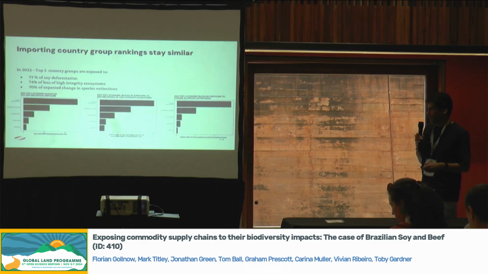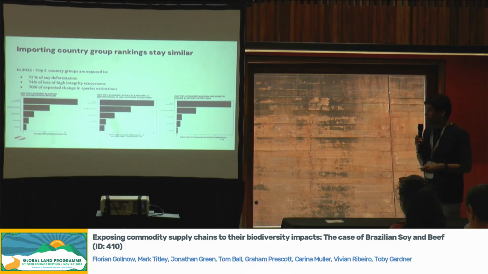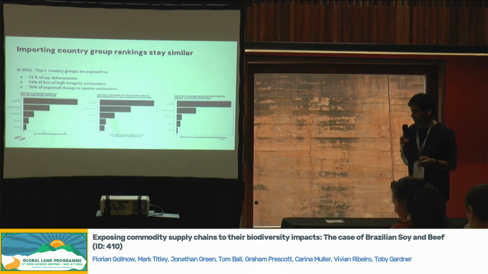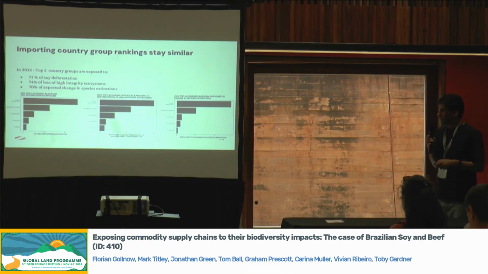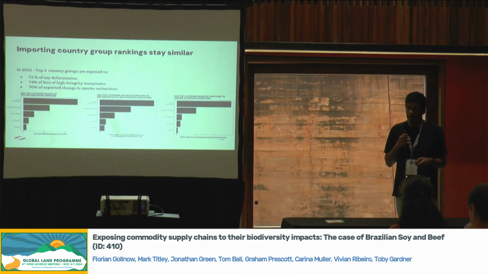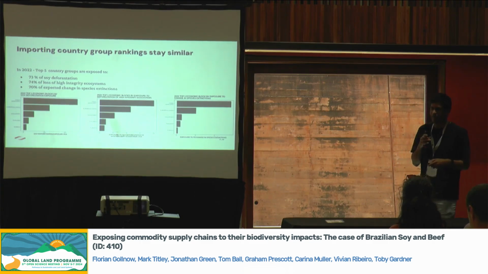We don't see such changes when we look at countries which import those commodities, where the top 5 country groups are exposed to around 70% of each of those impacts, and China is just dominating the soy import so much that China has the highest footprint on those areas.